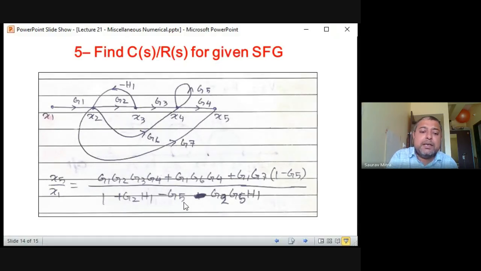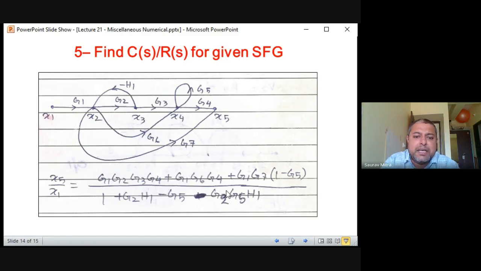Okay, and then plus the multiplication of loop gains of 2 non-touching loops. So G5, G2, H1, they are non-touching. That's why this third term is coming. This is not a loop. This is the multiplication of gains of 2 non-touching loops. Such many numericals we have done. So here this first loop and second loop, they are non-touching. If there was another loop here, the next term would have been minus the multiplication of gains of 3 non-touching loops. Likewise, so many numericals are done.